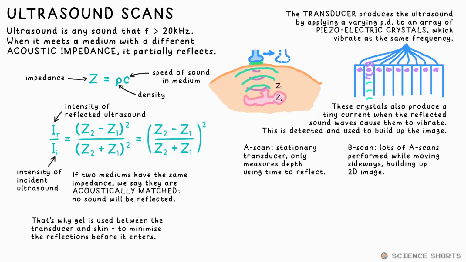Doing lots of A scans while moving the transducer sideways is a B scan, which of course allows us to build up a 2D image of the patient's internals. Ultrasound scans don't provide nearly as much detail as other scans, but they are beneficial for a couple of reasons.